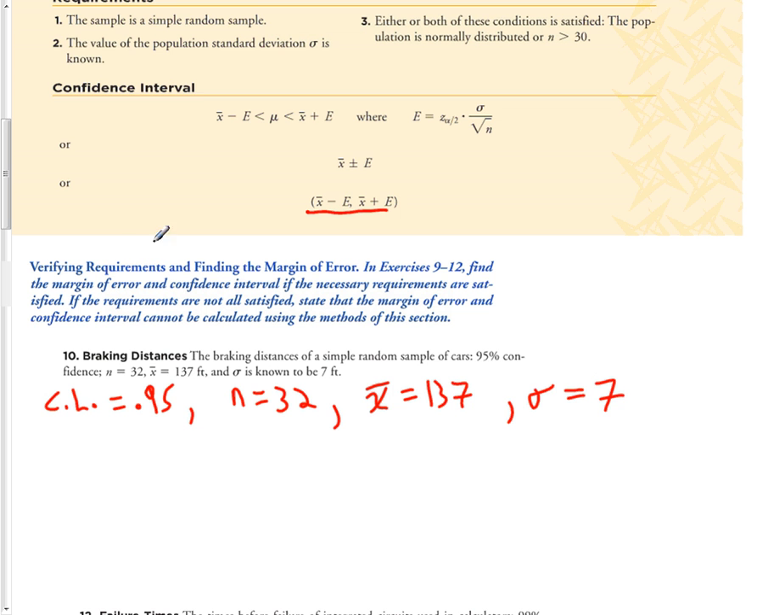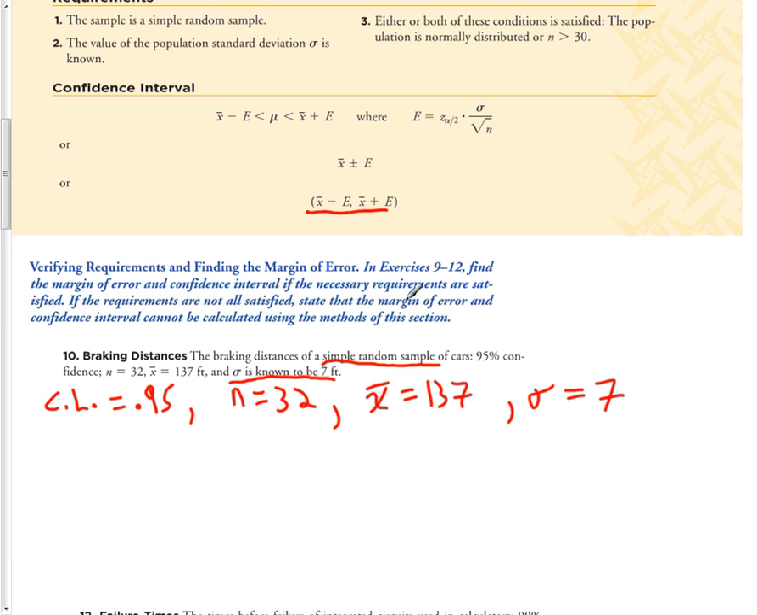So let's see if we meet all the requirements first. Like I said, for the simple random sample requirement, you have to be told whether the sample is a simple random sample, because you're not the one collecting the sample. Part 2, the value of the population standard deviation is known. It says right here, sigma is known, and it's 7. So requirement 2 is met.